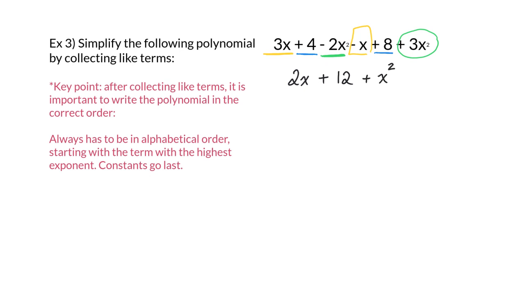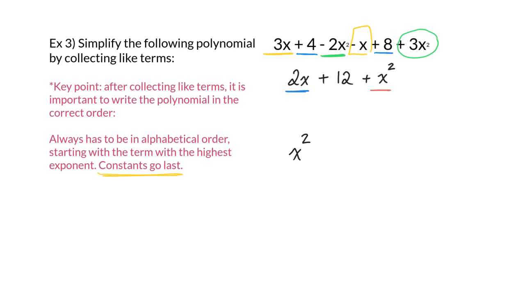just x squared. Now that I've simplified it, I need to write it in the right order. I don't have to worry about alphabetical order because there's just one letter here. So I need to put the highest exponent first, and anything that's a constant goes last. So highest exponent is this term right here. So x squared should be my first one.